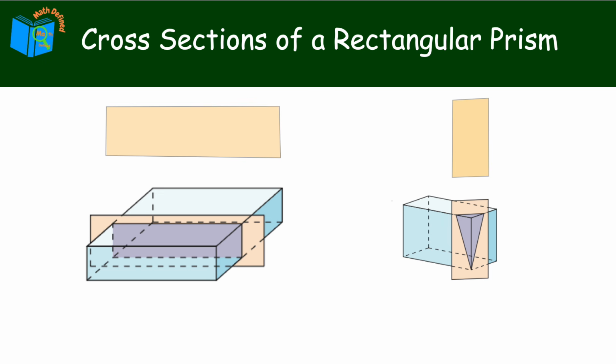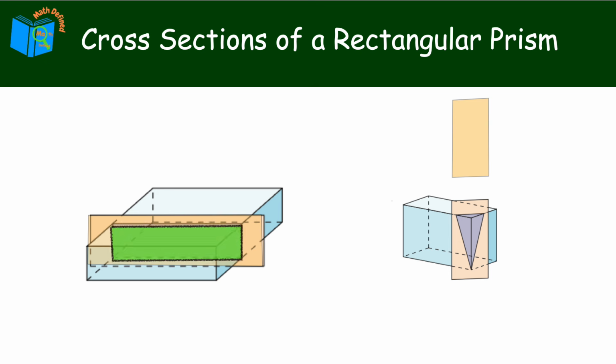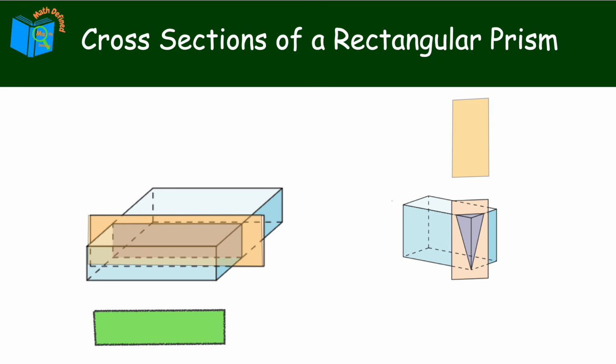Let's test this with a rectangular prism. A vertical slice through the middle of this rectangular prism forms a rectangle. But a vertical slice through the corner forms a different 2D shape, a triangle. So notice what's happening. The same solid with a different cut gives us a different cross-section.